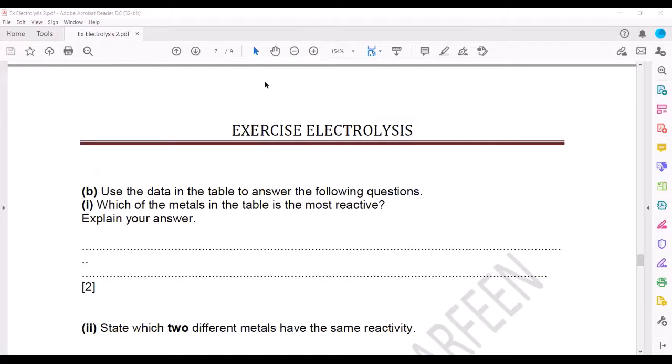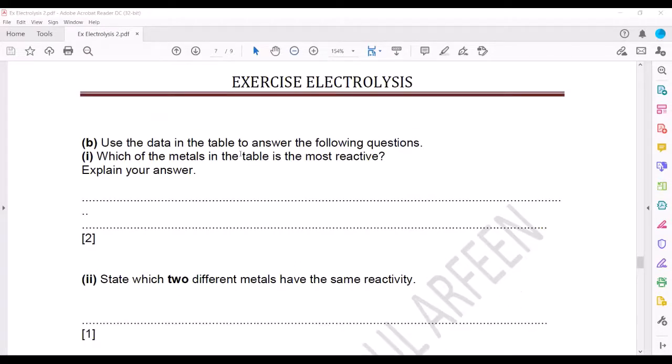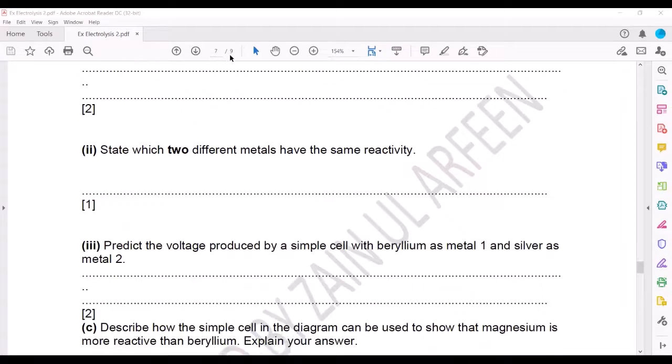Then use your data. Which metal in the table is the most reactive? So we already worked out that it is beryllium. And why is it? Because it is always giving a negative voltage. So it is producing a negative voltage every time. That's why it is more reactive. Which two different metals have the same reactivity? That is nickel and cobalt, because they are producing the same voltage with beryllium. So nickel and cobalt.